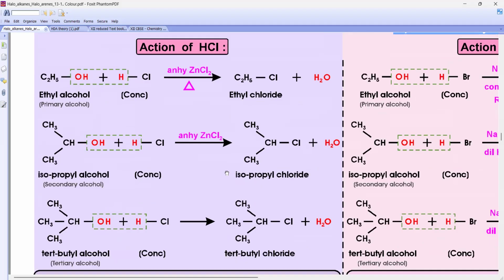Now, this is also used as a test for alcohol. We are going to study this in the alcohol chapter also. Alcohol is a chapter, alcohol, phenol, and ether. After that, you have a chapter on aldehyde, ketone, and carboxylic acid. After that, you have a chapter on amines. All these numbers combined are only for this chapter, which is only for halogen derivatives.